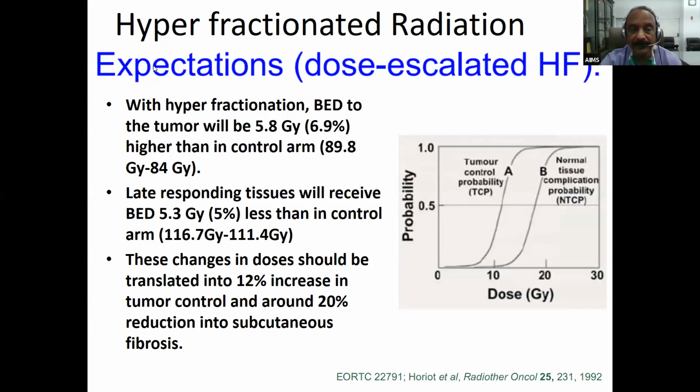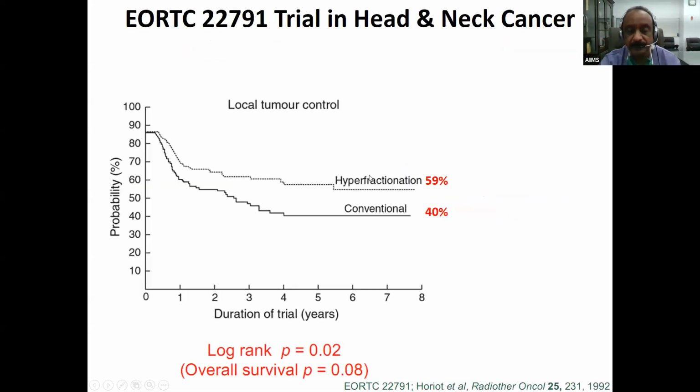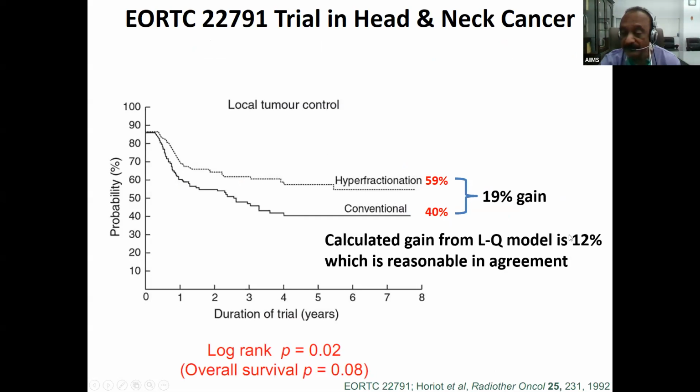And this was validated by the EORTC 22791 trial in head and neck cancer, conventional fractionation versus hyperfractionation, and look at the outcome. Local tumor control was 19% higher in patients treated with hyperfractionated radiotherapy. And how much did we calculate? 12%. So I can say it is reasonably in agreement with the one calculated from the linear quadratic model. And now once it is validated in our clinical setting, as a clinician, I will start developing trust or faith in the linear quadratic model.